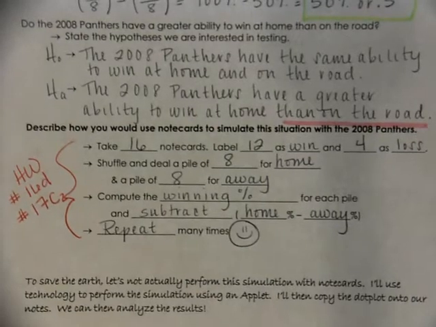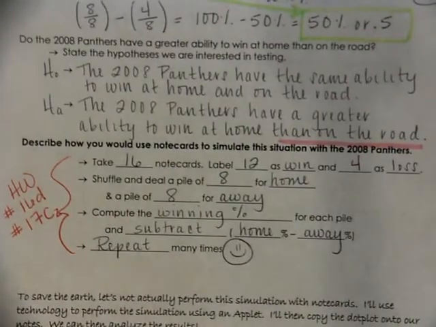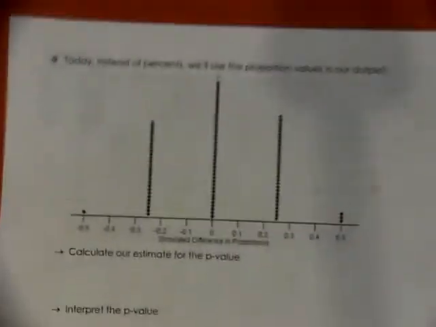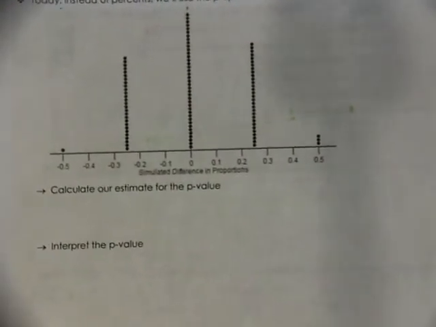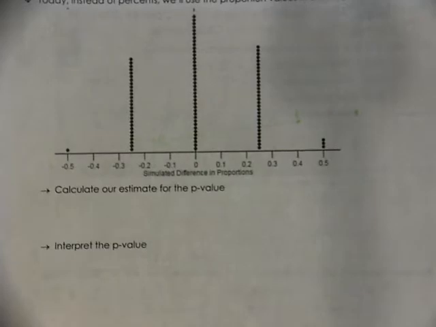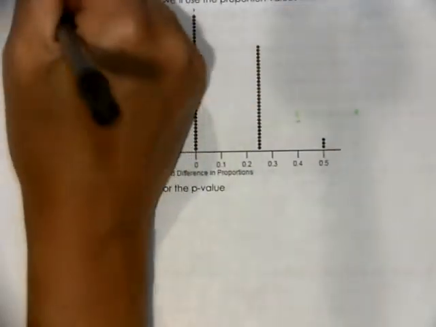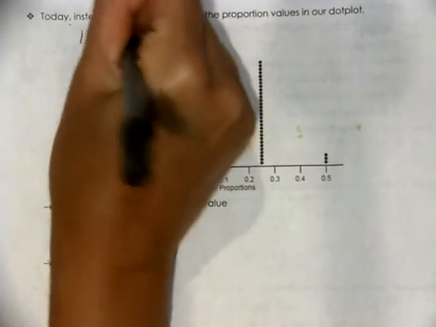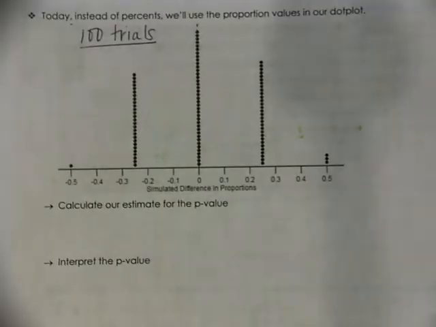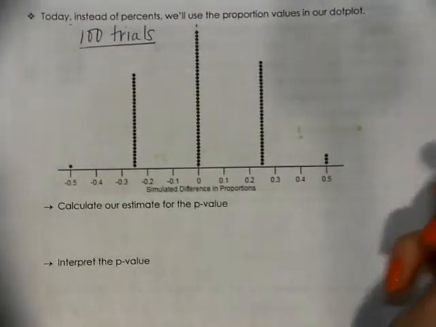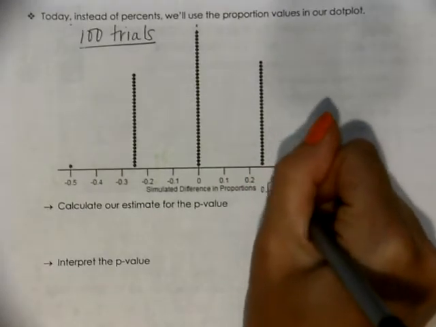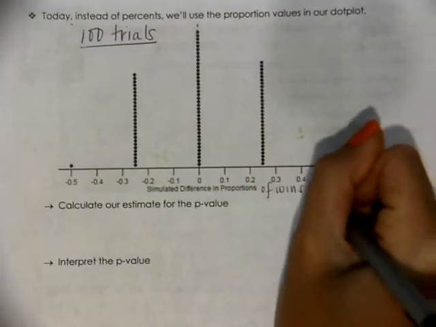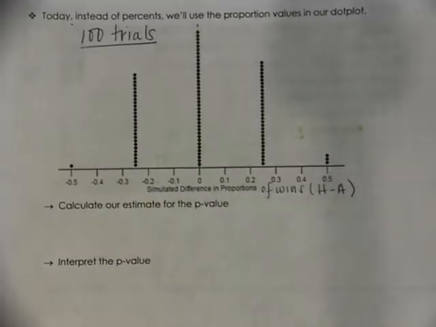If we were in class right now, we would have skipped the note card part and actually done this with a partner. I just went ahead and plugged this information into an applet online and got this data for us. So this is the result of 100 trials. Please keep that in mind. And notice that these numbers are just written as proportions. That's totally fine. And it was the simulated difference in proportion of wins, home minus away. If you want to add that in, that's up to you.